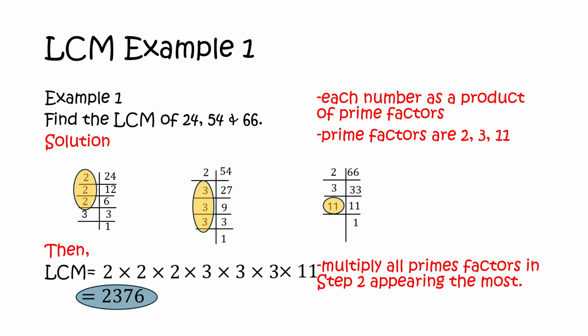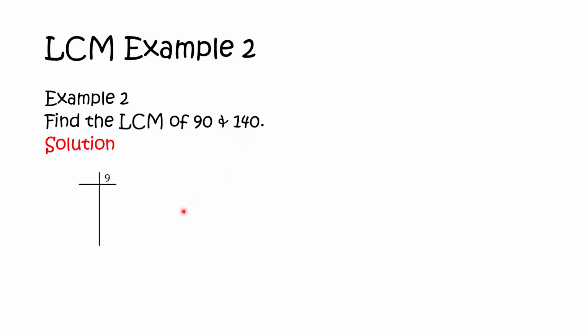Now, let's get to example 2. With example 2, find the LCM of 90 and 140. Awesome. We find the prime factors. So 90 divided by 2, we get 45. By 3, 15. By 3, we get 5. By 5, we get 1.